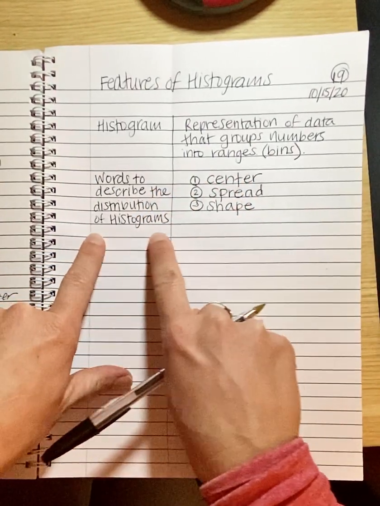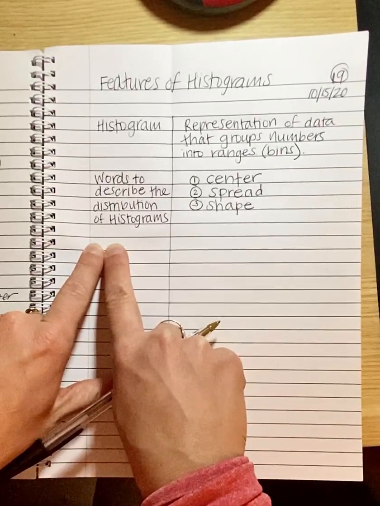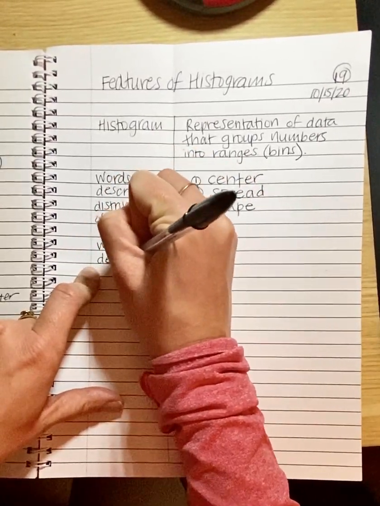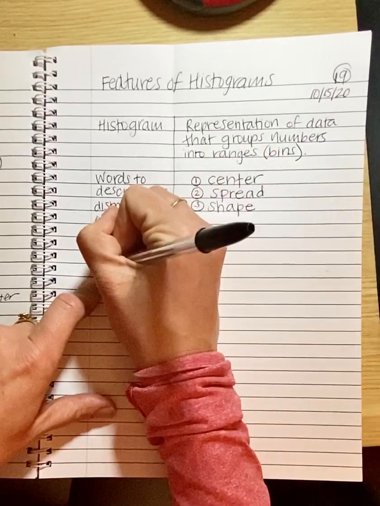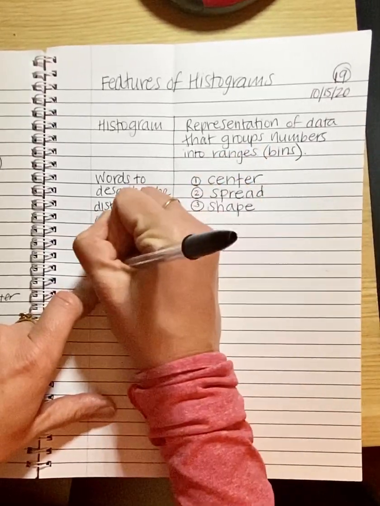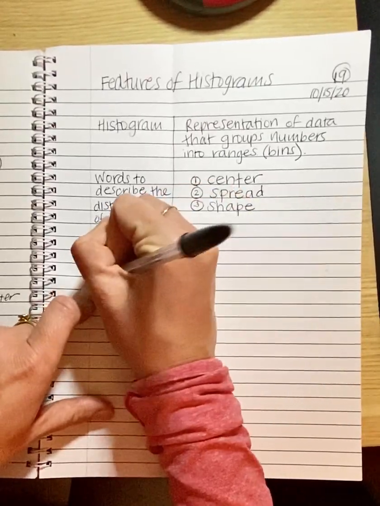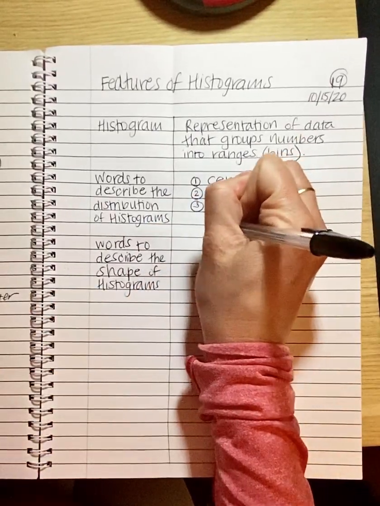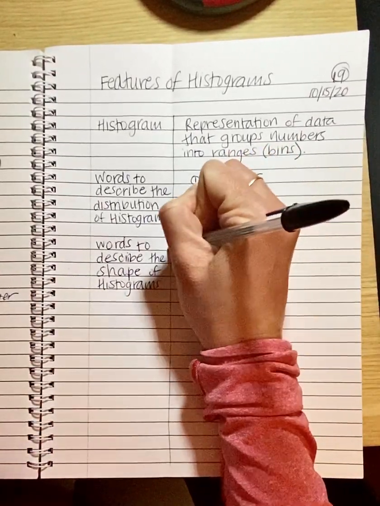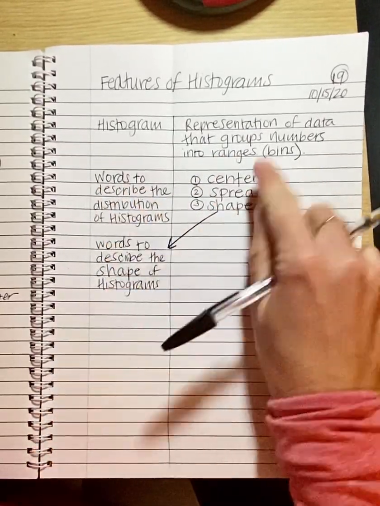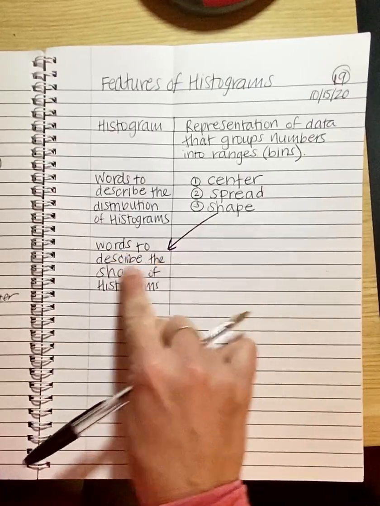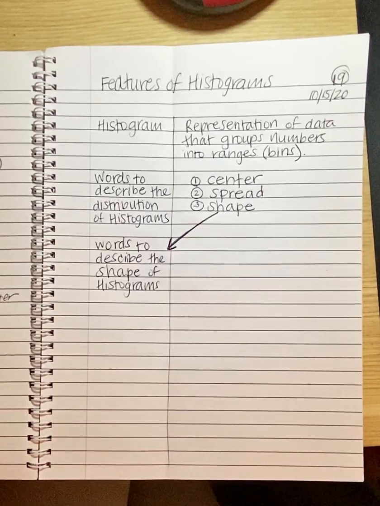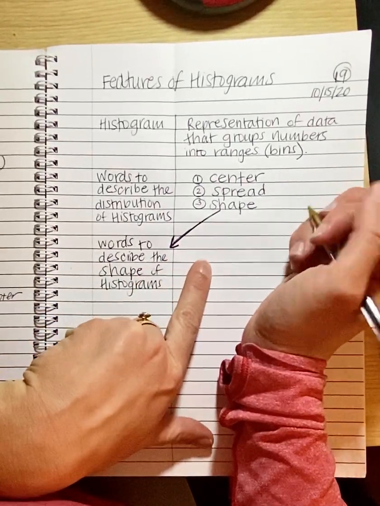Now move down, add another space in between your entries. Our next entry is words to describe the shape of histograms. If you'd like, go ahead and draw an arrow from the word shape from words to describe the distribution. We're going to dive into number 3, shape. Words to describe the shape of histograms. Go ahead and draw a fun little arrow. Cool, let's do it.